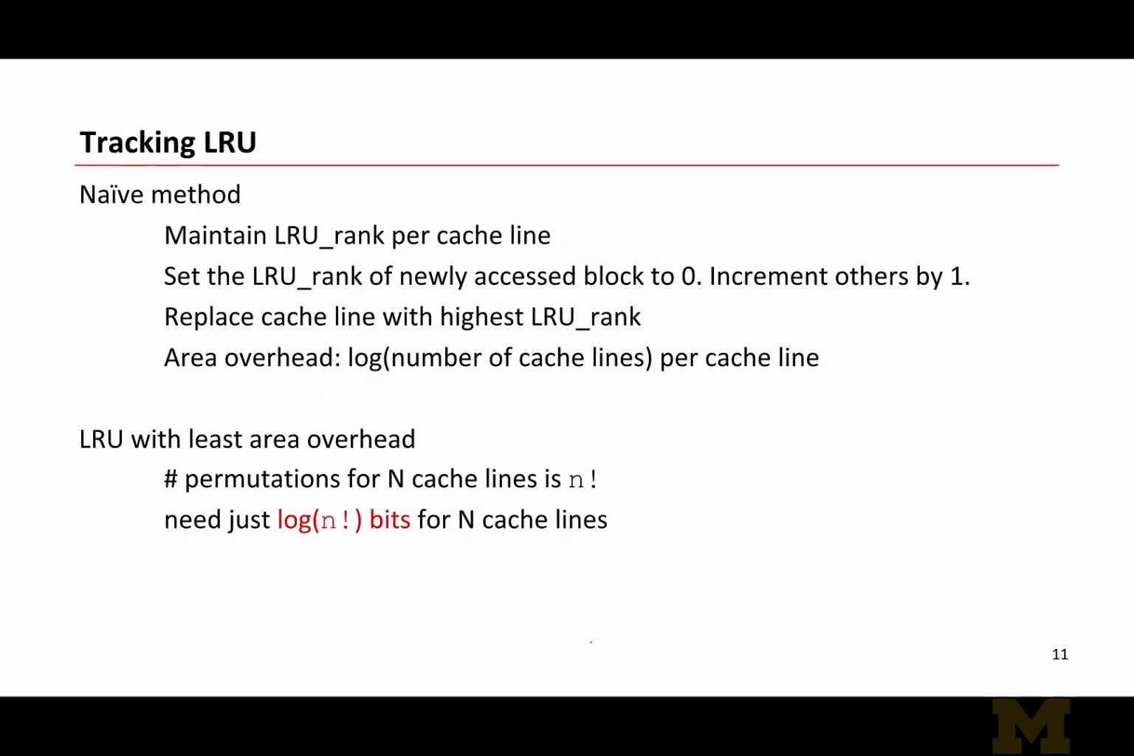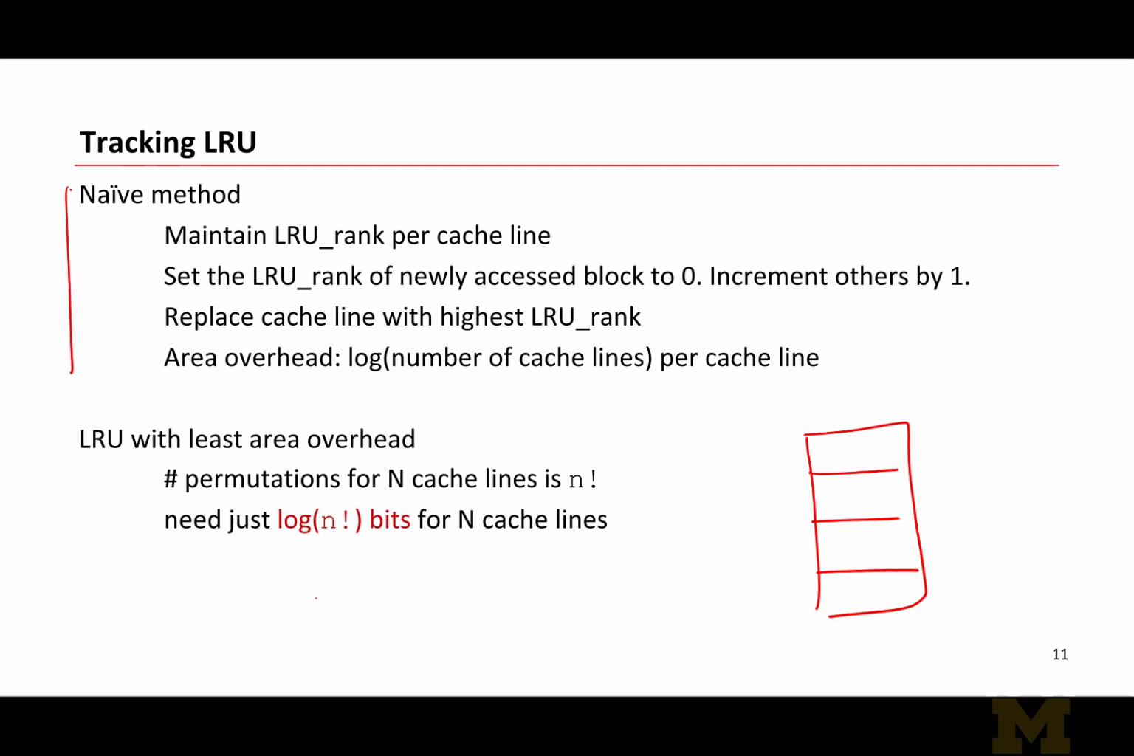I didn't talk about how one would implement an LRU policy. There are several ways to do that. We won't go into all possible methods to implement the LRU mechanism, but here is a naive method to implement it. If I had, let's say, a cache with 4 entries, one very simple way to do it would be to have a 2-bit counter per cache line, and that 2-bit counter would tell me what is the LRU rank.